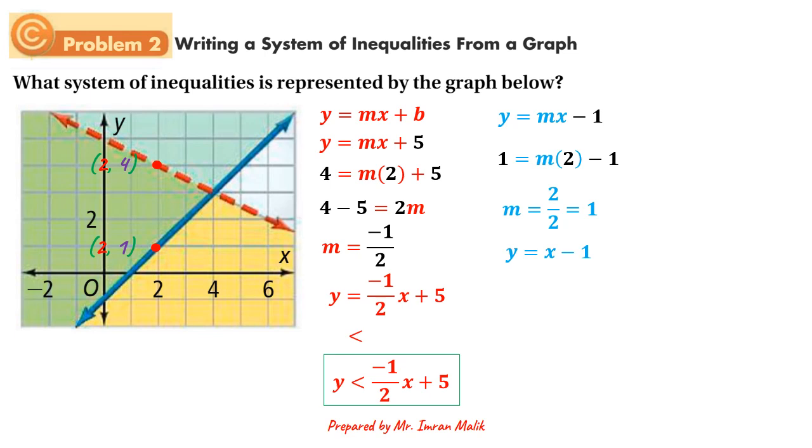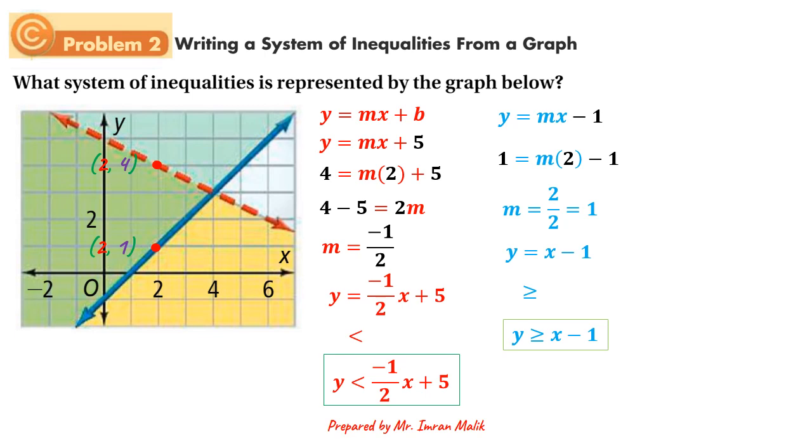Now we need to consider the inequality sign. Once again, by observing the solid blue line and the blue shaded region which is above the solid line, we can say that our inequality will be more than or equal to. So our inequality for the blue solid line becomes y more than or equal to x minus 1.